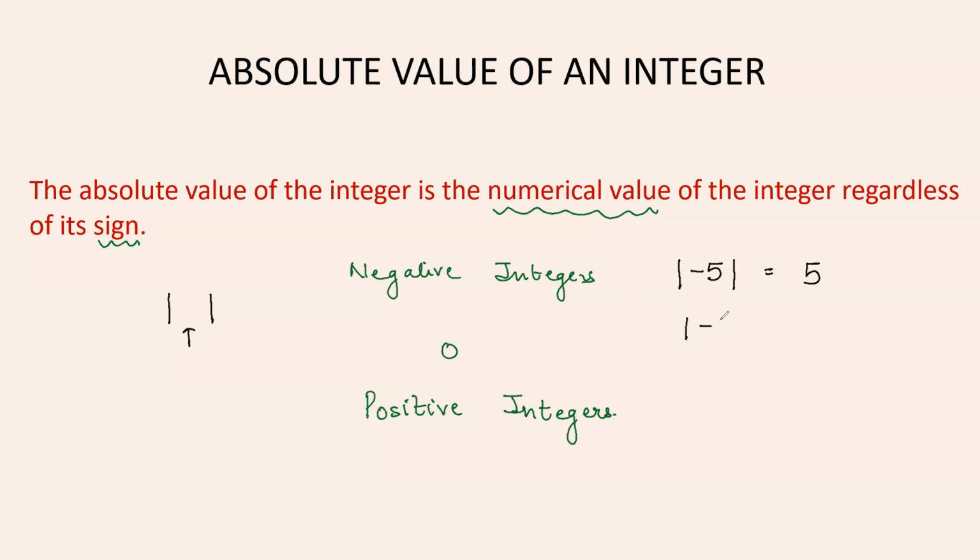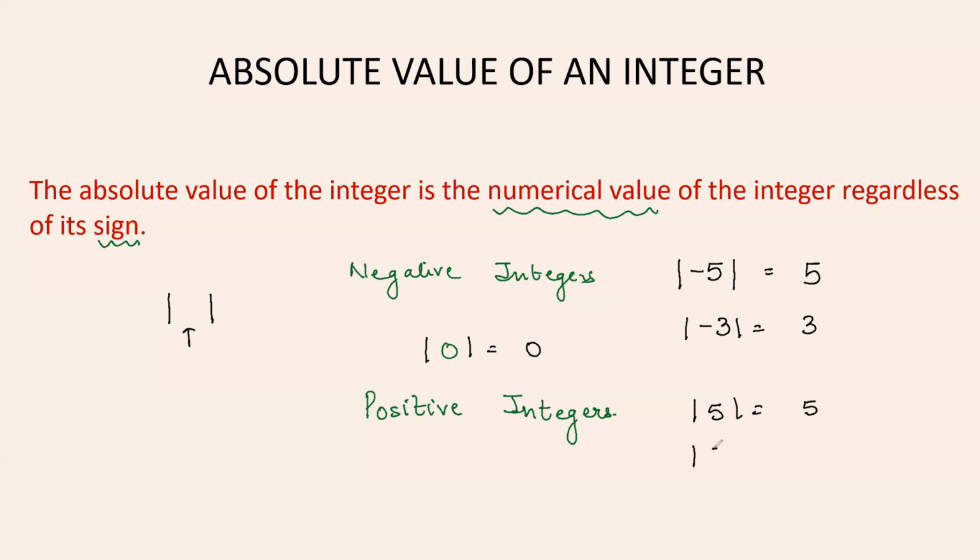Absolute value of -3 will be +3. We ignore the negative sign. Now, absolute value of 0 will remain 0. And for all positive integers, absolute value will remain that only because there is no sign.